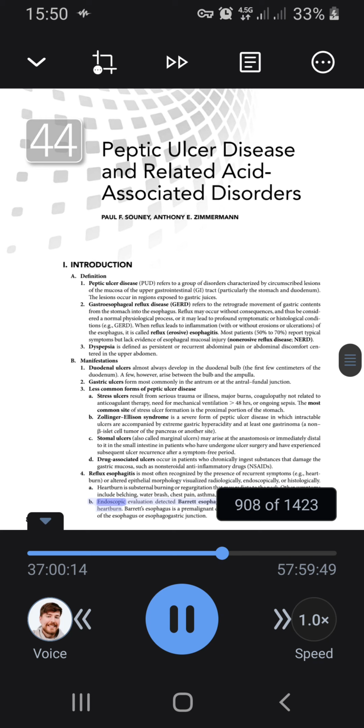B. Endoscopic evaluation detected Barrett esophagus in 6% of patients with frequent heartburn. Barrett's esophagus is a premalignant condition that may lead to adenocarcinoma of the esophagus or esophagogastric junction.